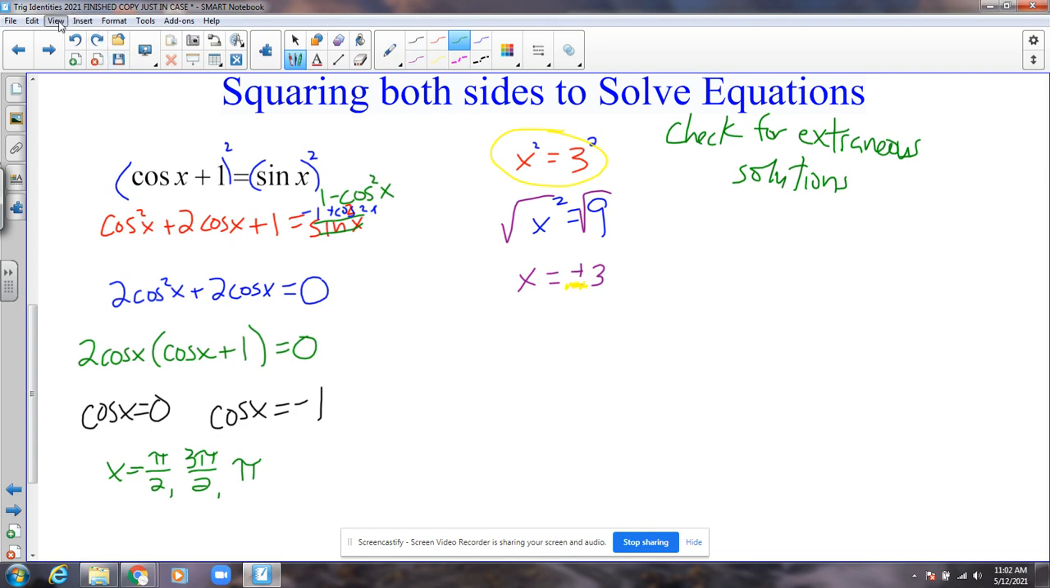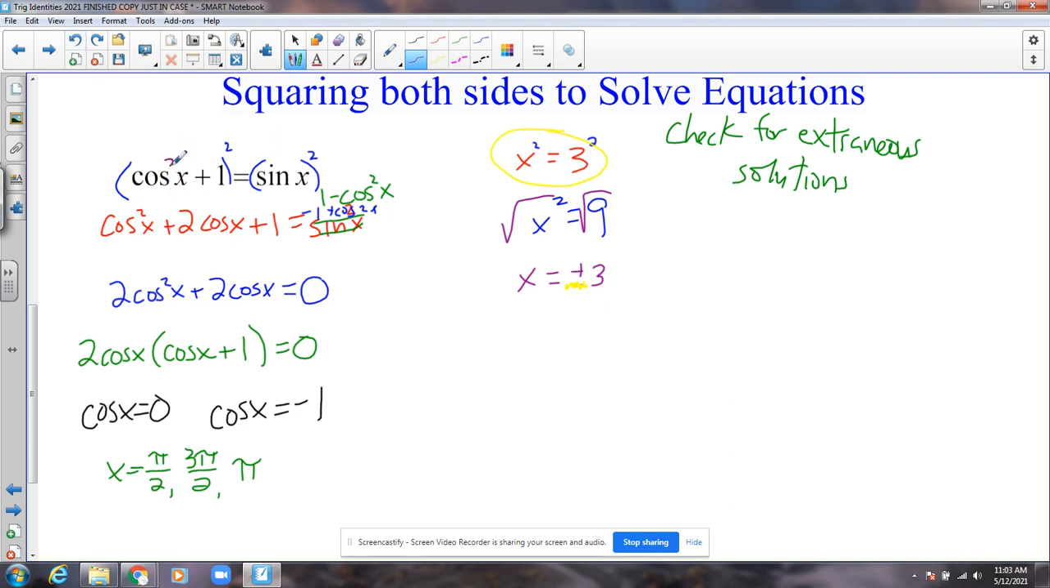All right, but like I said, we need to go back in and check for extraneous. So if I take that pi over 2 and I go back up to my original equation and I plug in, whoops, I'm jumping the gun there a little bit, and I plug in pi over 2. Cosine of pi over 2 is 0. 0 plus 1 is 1. Sine of pi over 2 is also 1. Pi over 2 checks as a solution.